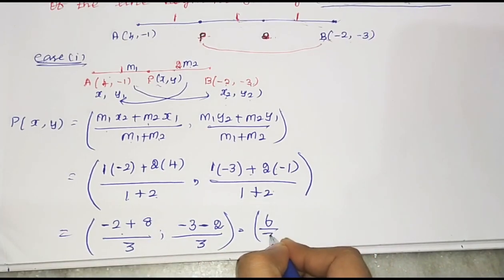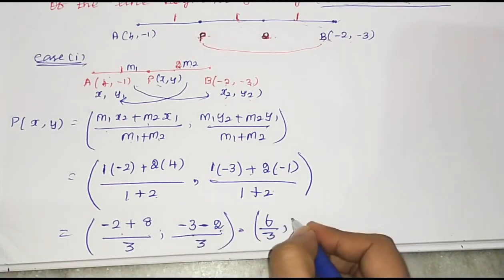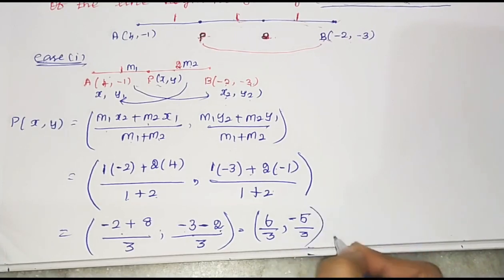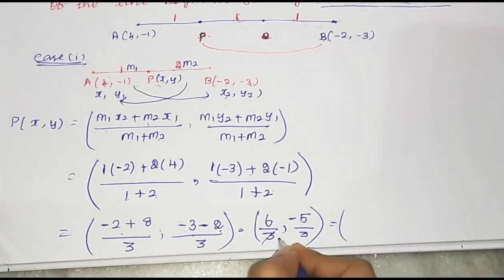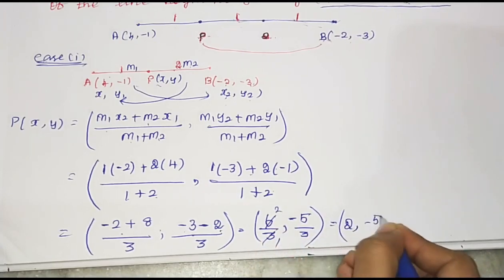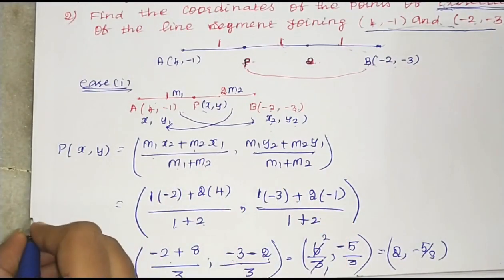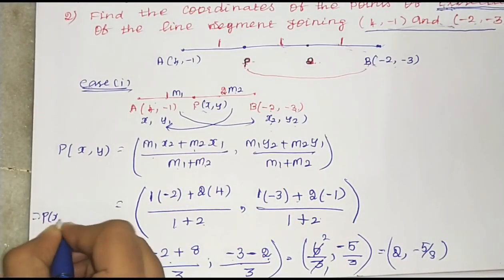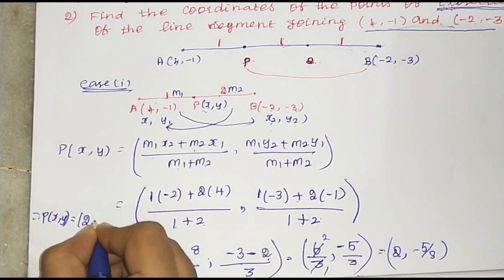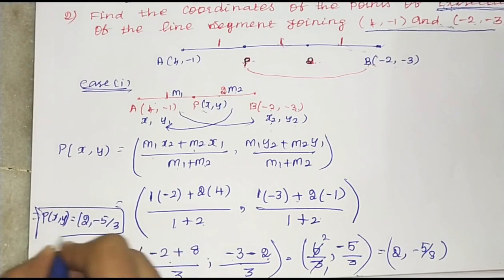The denominator is 3. Minus 3, minus 2, both have a negative sign, so we can add: minus 5 divided by 3. Now we can simplify. 1 3s are 3, 2 3s are 6. So 2 comma minus 5 by 3. Therefore P of x comma y equal to 2 comma minus 5 by 3. So one coordinate point we find.